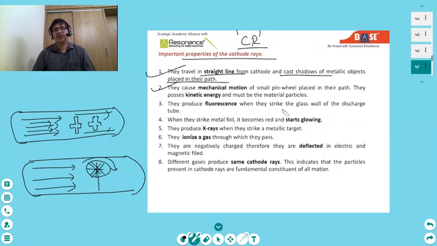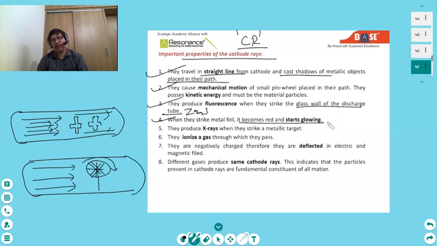Third, they produce fluorescence when they strike the glass wall of the discharge tube, which is coated with zinc sulfide. Fluorescence means emitting light, so it will glow outside. Fourth point, when they strike metal foil, it becomes red and starts glowing. You can take a very thin metal foil like aluminium. It heats and glows because it has mass and it has charge. The charge is negative, and it has mass also.